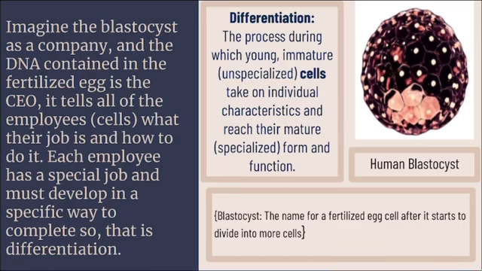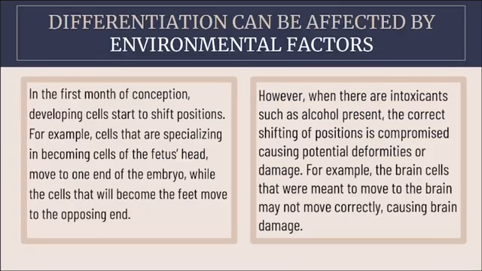So, this is differentiation. Differentiation: the process during which young, immature, unspecialized cells take on individual characteristics and reach their mature, specialized form and function. Blastocyst: the name for a fertilized egg cell after it starts to divide into more cells. Human blastocyst. Differentiation can be affected by environmental factors.